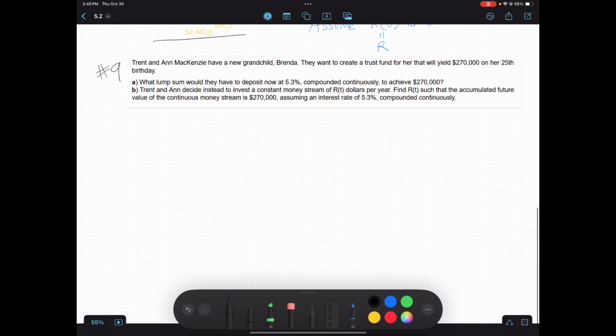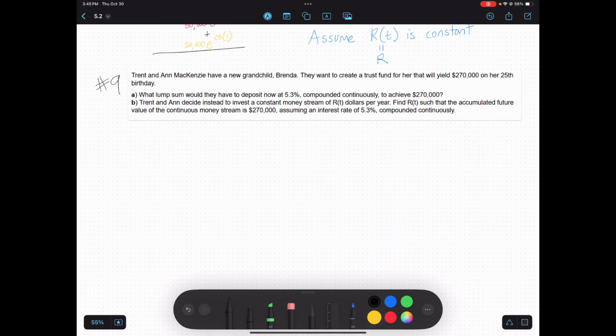But is it asking for present value or is it asking for future value? Well, it's important to recognize that we want it to yield $270,000 on her 25th birthday. That's the future. So this represents a future value. And therefore, in part A, what am I solving for? I'm solving for the present value. But once again, just a traditional present value. This isn't a continuous income stream yet.